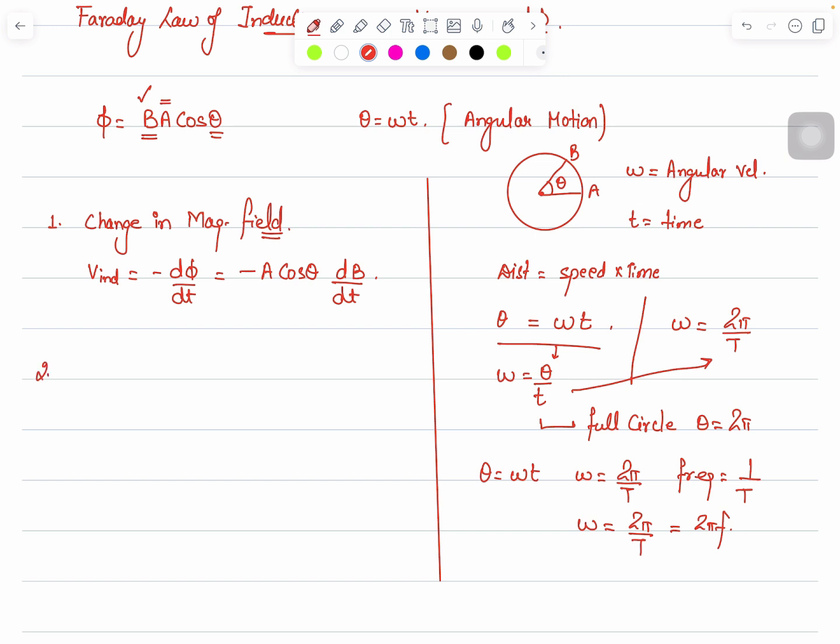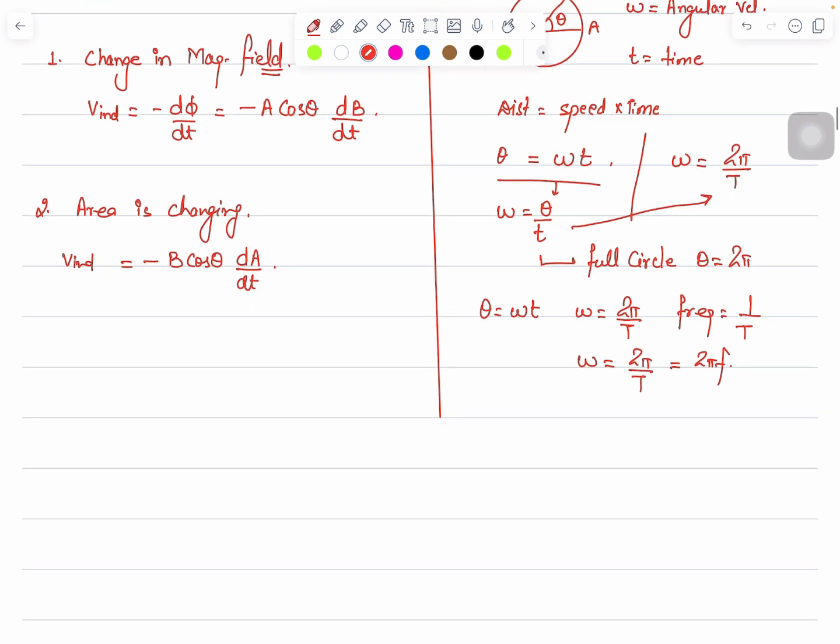Okay, second one, let's say now area is changing. Then what will happen? Keep area at the back and solve it. So V induced is equal to negative B cos of theta dA over dt. Yes or no? Fine.